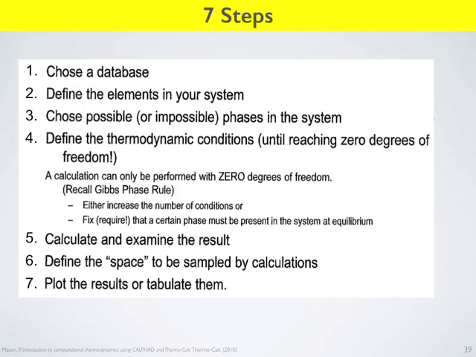So what does that really mean? It just means you have to write down F is equal to 2 plus C minus P, and you need to make sure you specify things correctly. So the number of intensive variables that you specify have got to respect Gibbs phase rule. Okay. You then calculate the result.